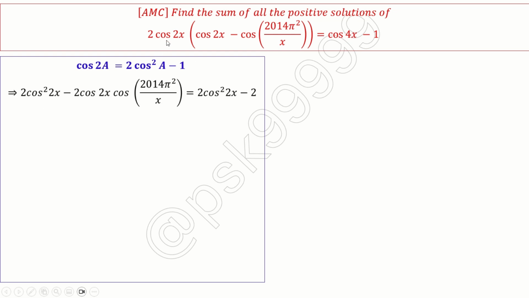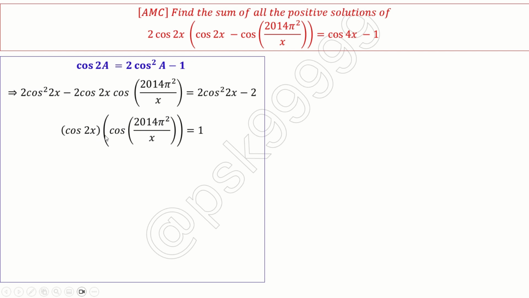Now expand it. 2 cos square 2x minus 2 cos x into cos (2014 pi squared by x) equals 2 cos square 2x minus 2. Now 2 cos square 2x is common, so cancel it. I am left with a very simple equation: cos 2x into cos (2014 pi squared by x) equals 1.